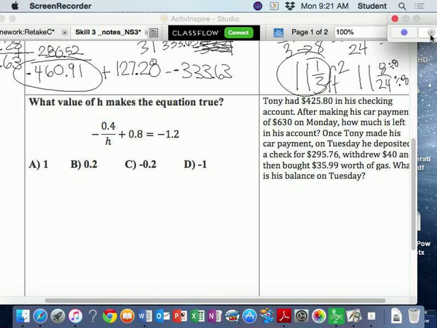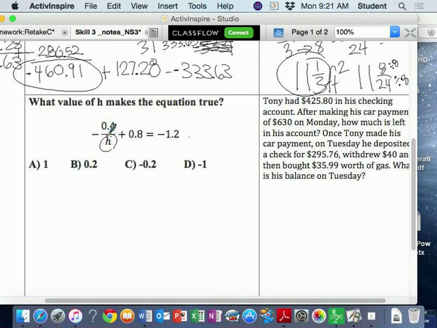What value of h makes the equation true? So this is a two-step equation. What's my goal in a two-step equation? To get my variable alone. That's my variable, right? So let me rewrite this down here.